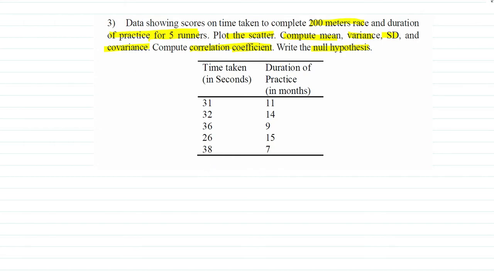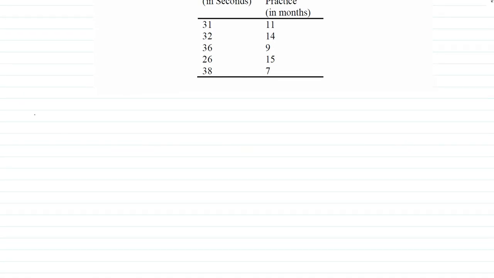So let's see how to solve this question. We have been given 5 subjects, numbered 1, 2, 3, 4 and 5. The variables given to us are x and y.